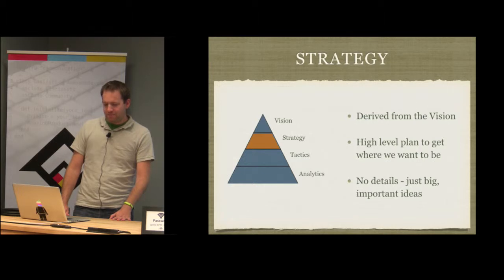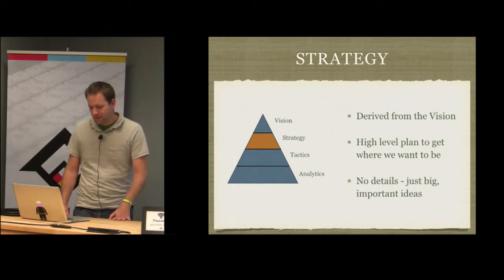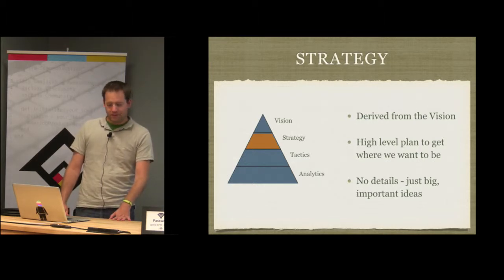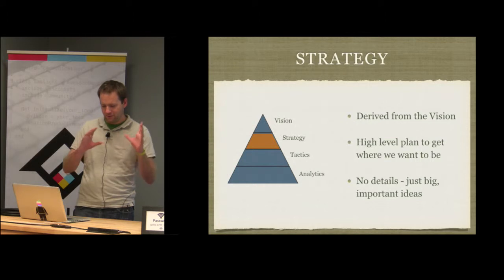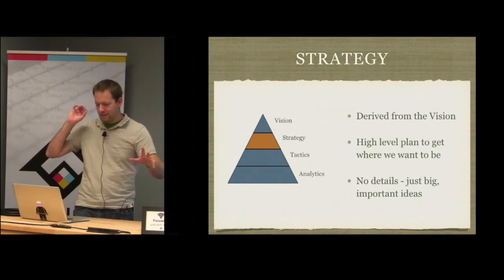In order to make a vision happen, we need a strategy. So we set up our vision. We figure out how to get there. And it's the high-level plan. There's not many details. It's just, we need to do this. Let's do this. And we need to do that.